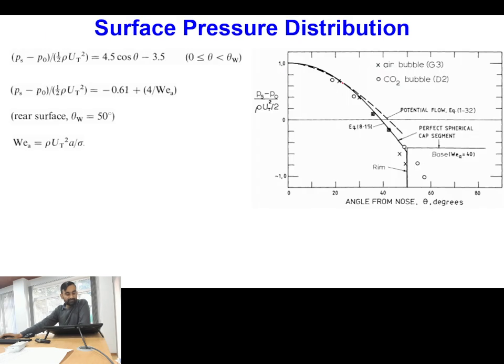Okay, and this is the surface pressure distribution. Again, this surface pressure distribution also comes from fitting of the experimental data. These dotted points are experimental data, and using these two relations you can fit the surface pressure distribution for this type of bubbles.